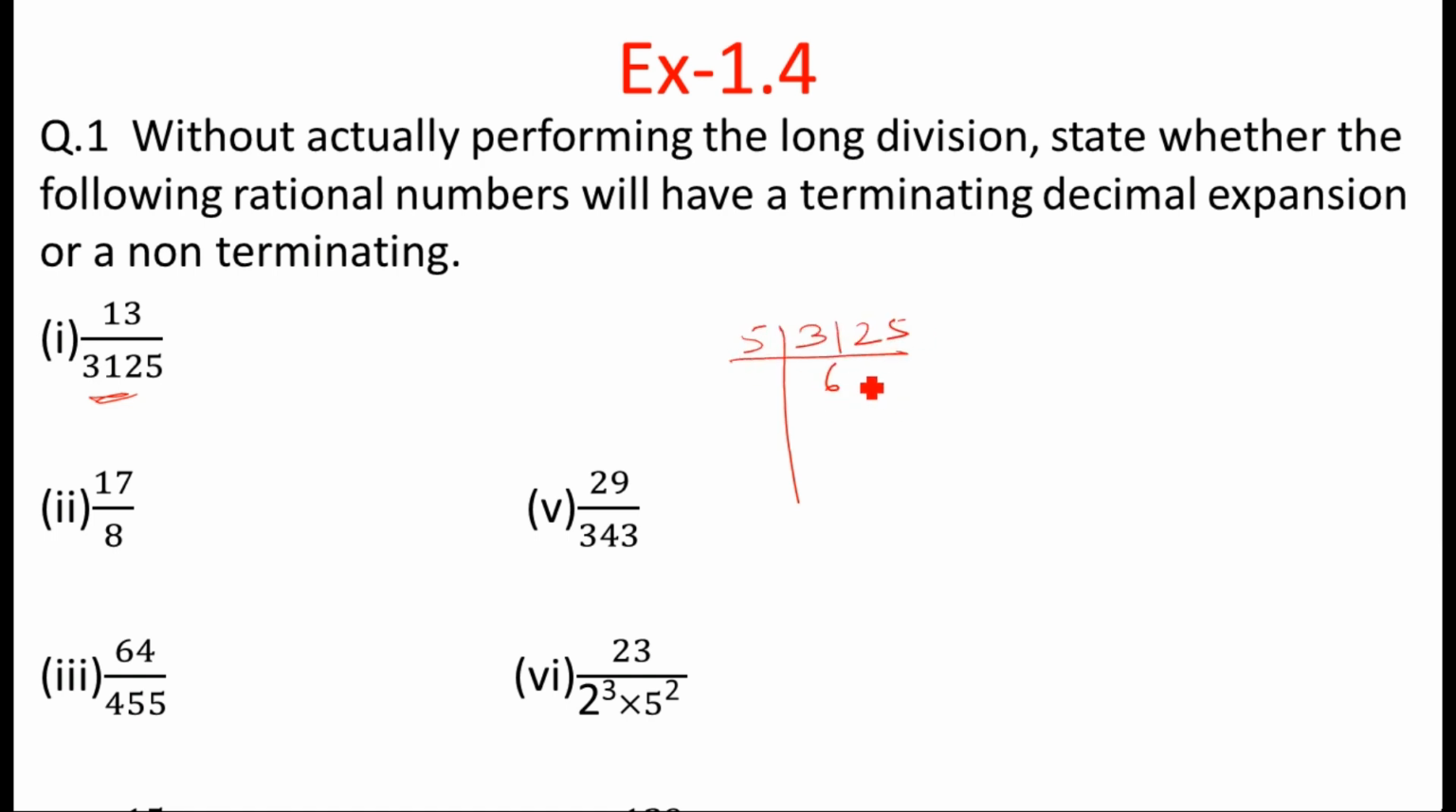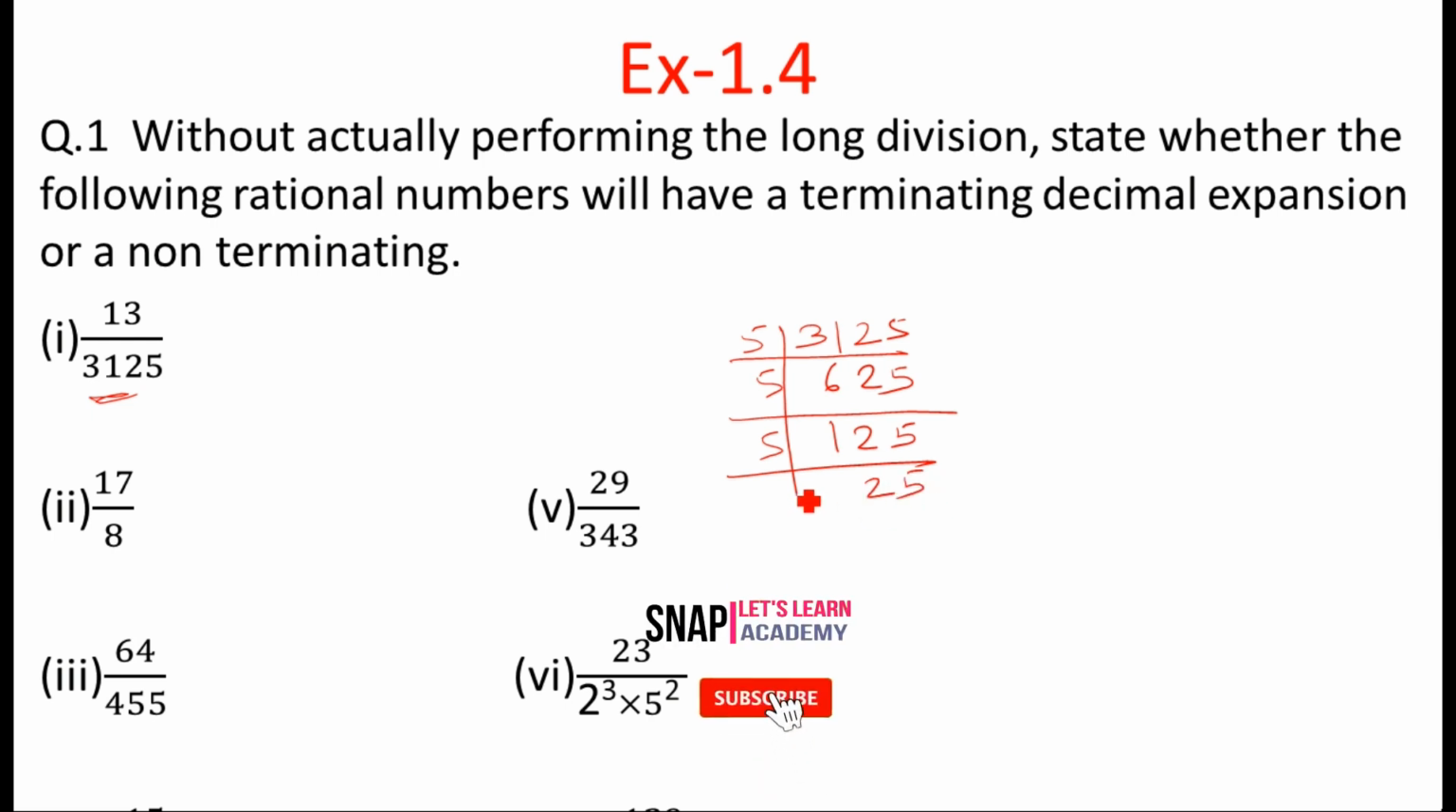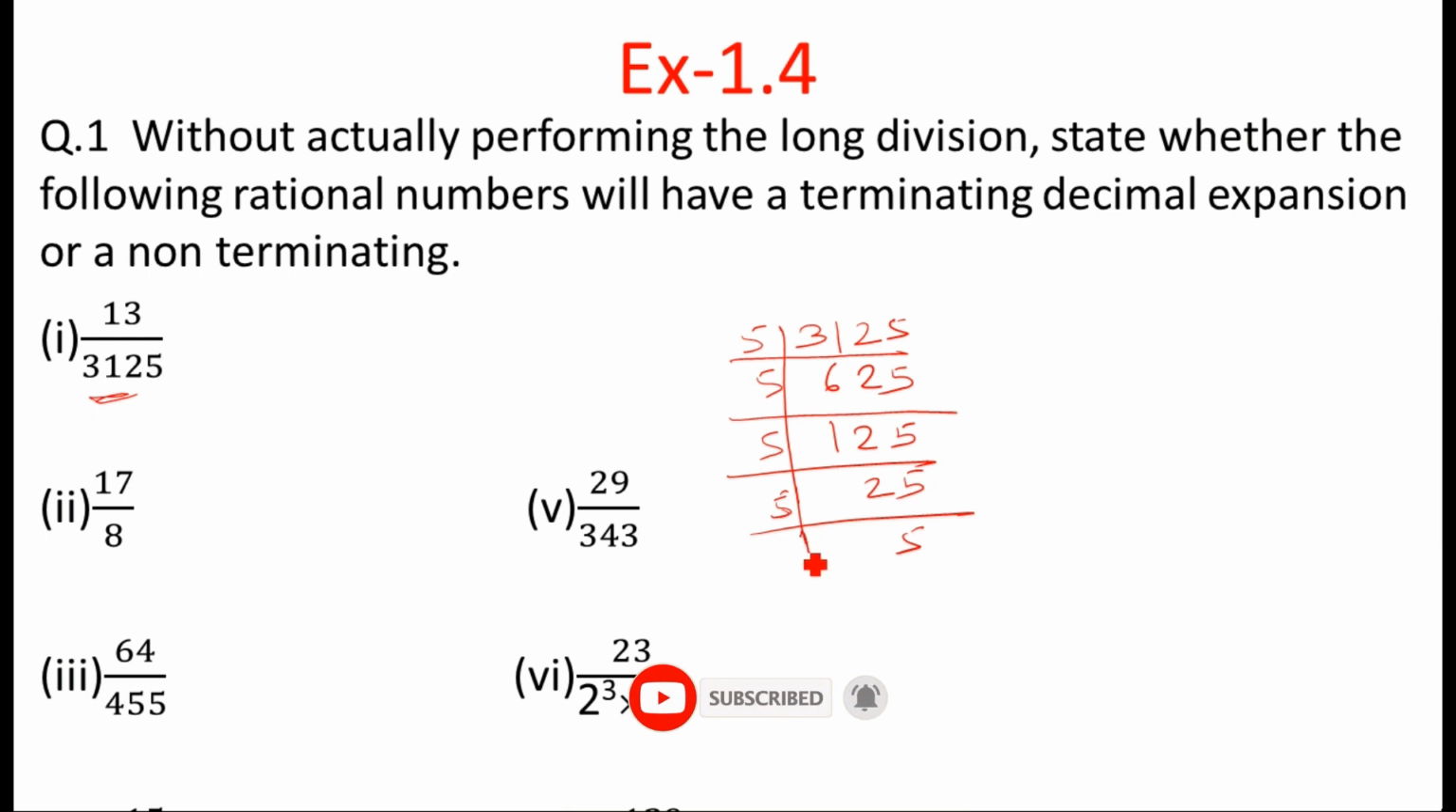5 6s are 30, 5 2s are 10, 5 5s are 25, 5 1s are 5. Therefore, the prime factorization of 3125 is like this. We get 13 upon 5 raised to the power 5.